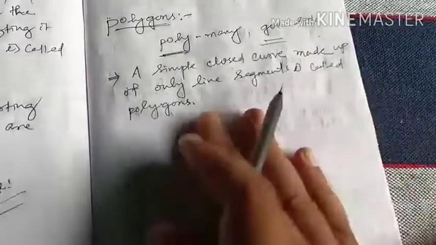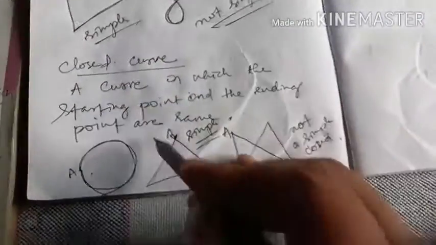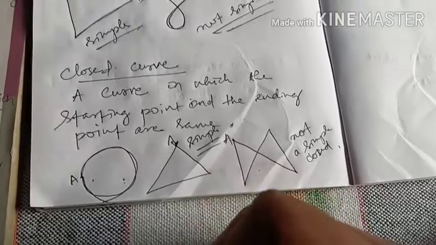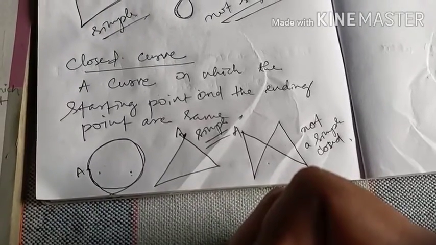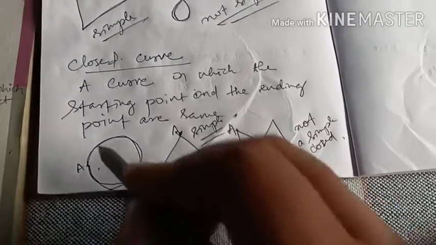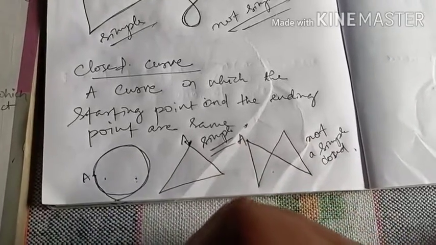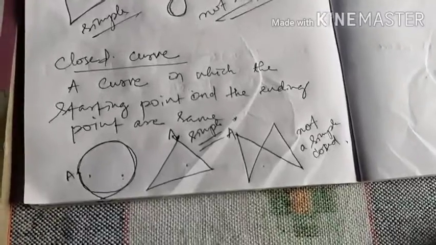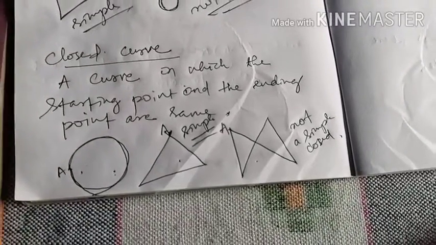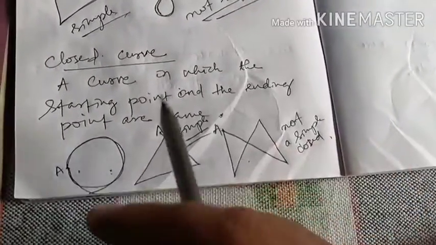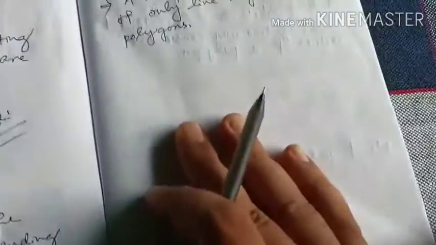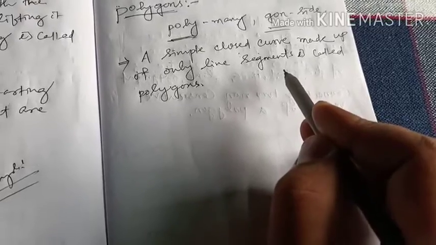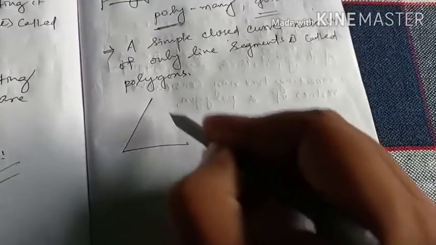is called a polygon. So students, if I ask you a question, here it is a circle. Can a circle be a polygon? No, because it is not made of line segments. But in case of a triangle, is it a polygon? Yes, it is a polygon because it is made up of line segments. So it is clear from that: if a simple closed curve is only made up of line segments, then it is known as a polygon. For example, here it will be a polygon.